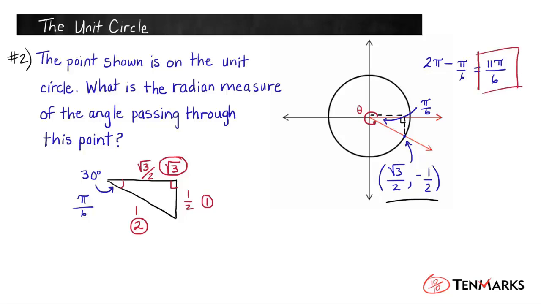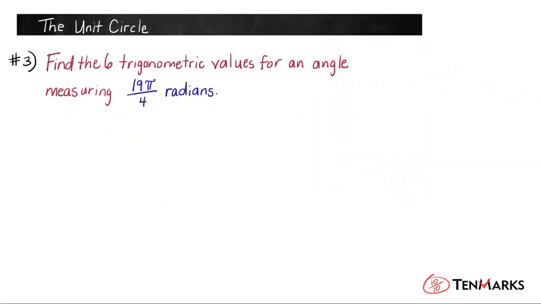Now let's take a look at one more problem. Find the 6 trigonometric values for an angle that measures 19 pi over 4 radians. Since there are multiple revolutions of a circle that make up 19 pi over 4 radians, let's scale this back until we can see what's happening with less than one revolution. So in other words, let's take this 19 pi over 4 radians and subtract 8 pi over 4 radians. That is 2 pi radians, which is a revolution, and see what we get with that.